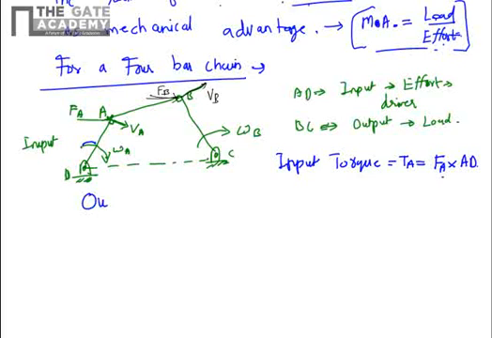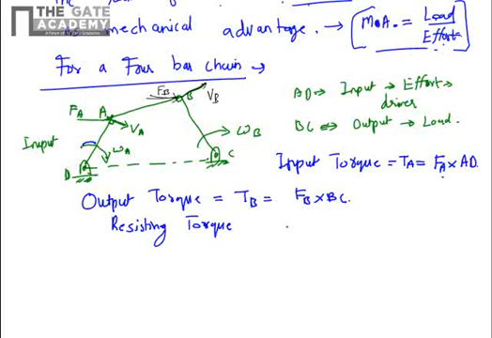Similarly, the output torque or the resisting torque will be equal to TB is equal to FB cross BC. The output torque is also called resisting torque because there will be a load connected to the output, and the load will have a reaction. So FB is basically the reaction force. FB amount of force will be transmitted to the load, and same amount of reaction force will come to the mechanism. So that's why it's called a resisting torque also.